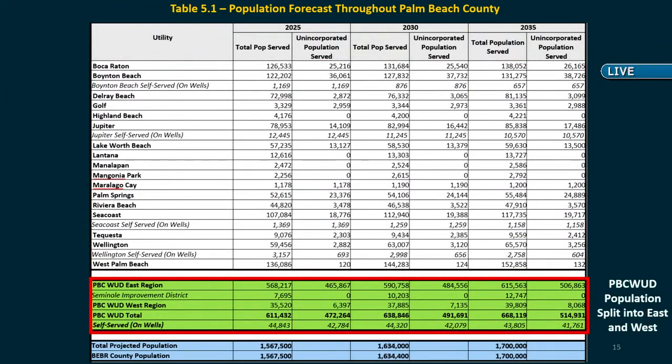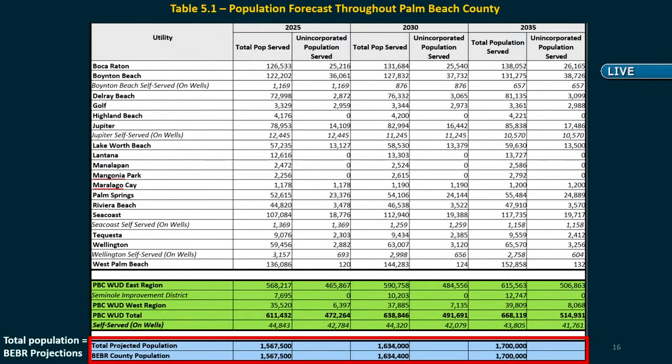Okay, next slide. And then this one again was just to show the population split between the east and the west service areas that we do provide service to. And then again with a total population of almost 1.7 million people to be served countywide come by 2035.